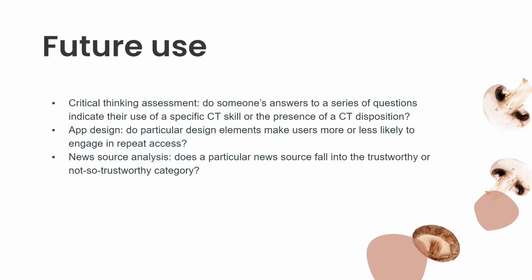And then as far as app design, I think you can look at the way behavioral design and design elements can influence people's choices, sort of using the app more or less. And then one of the things that I'm also curious about is analyzing sources of information. So it might be possible through a variety of factors to kind of suss out whether a news source is on the trustworthy side of things or the untrustworthy side of things. That's sort of where I see immediate application of this in my world.